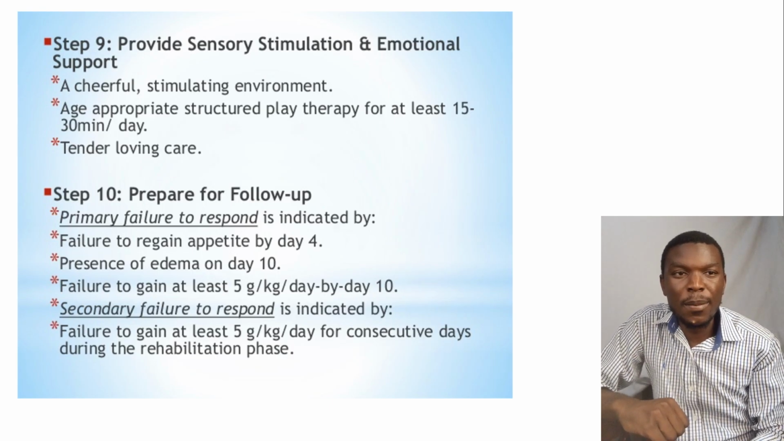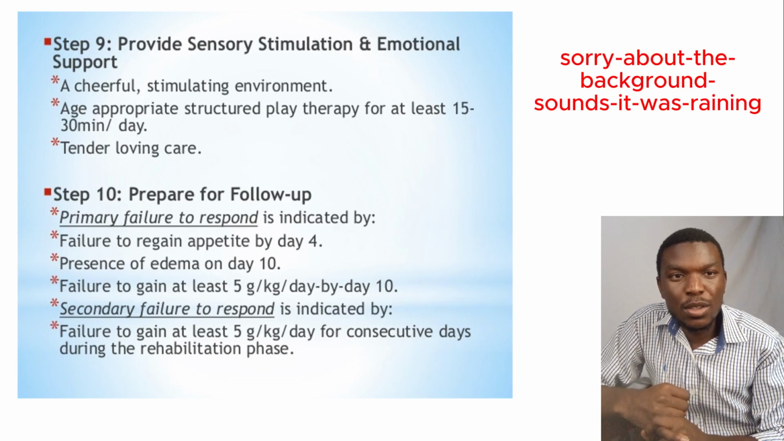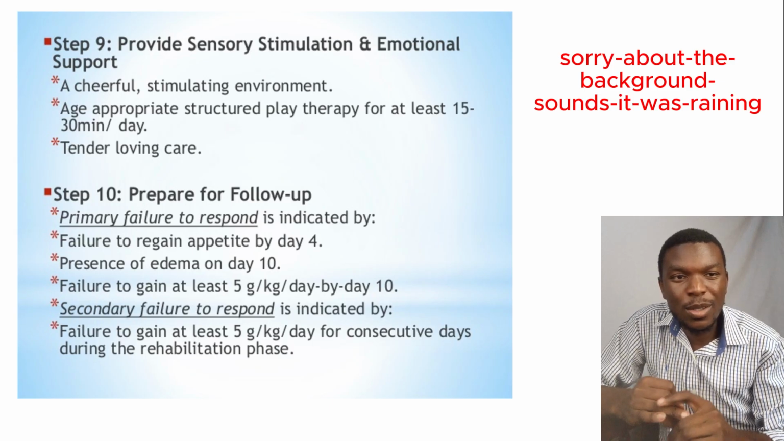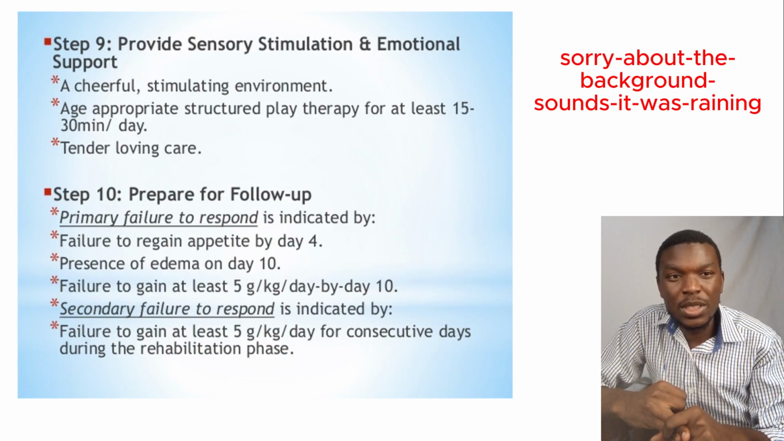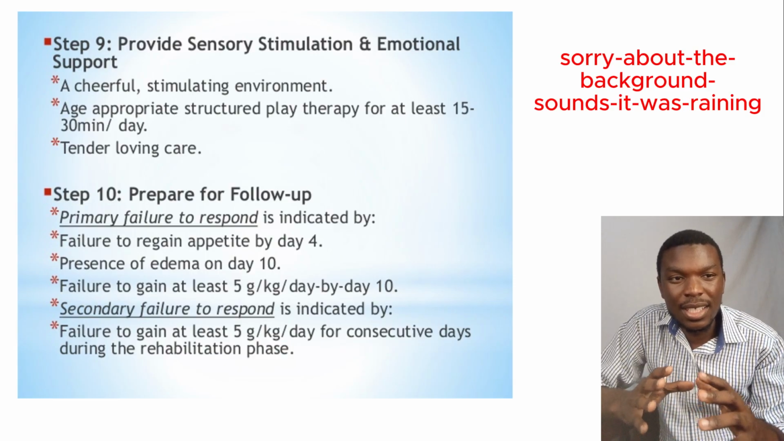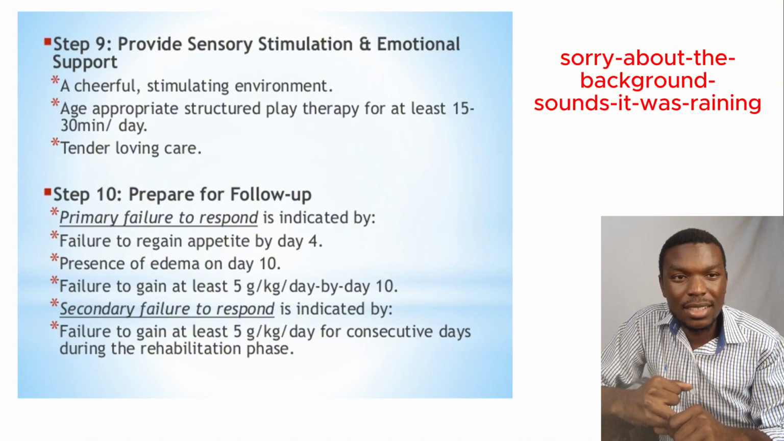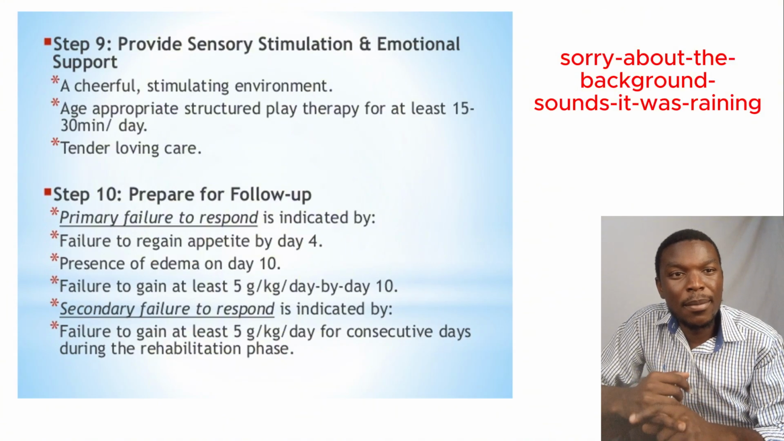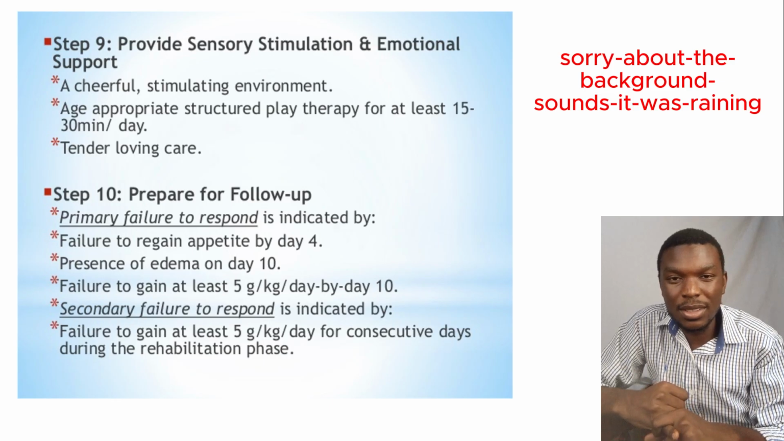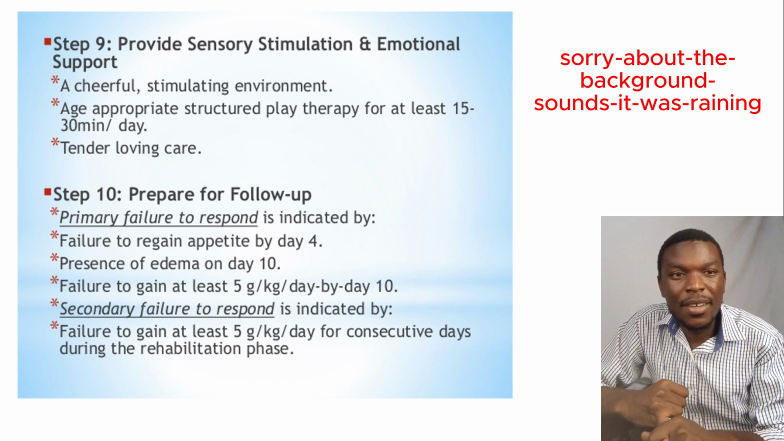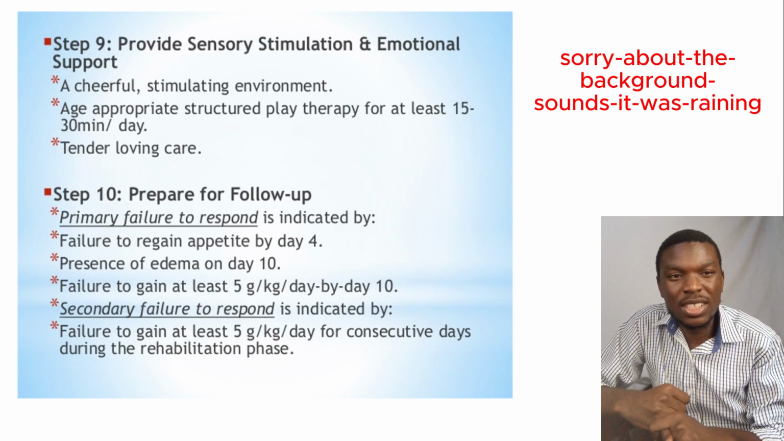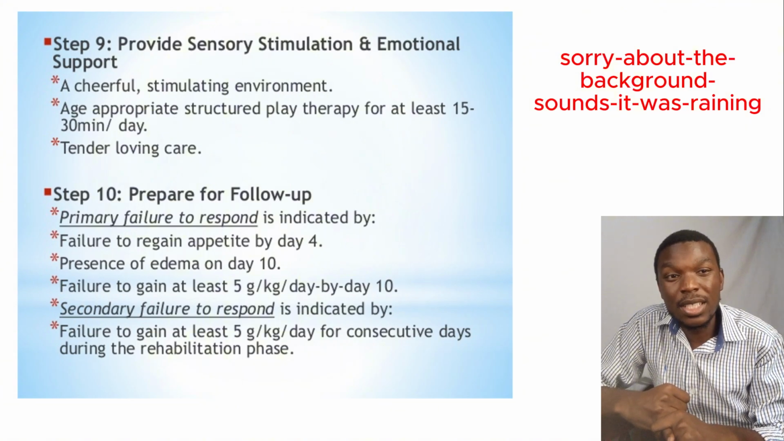Step 10, where you are preparing for follow-ups. So in this one, you need to check for primary and secondary failure to respond. So now you want to check if your child is ready to be discharged. So under primary, failure to respond is indicated by the child's failure to regain appetite by day 4. So if you have been managing this child, but you're seeing that by day 4 the child is not regaining appetite, and the child is not responding.